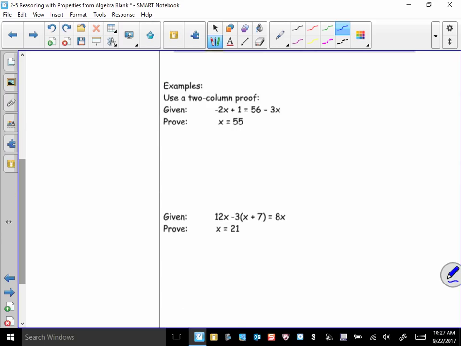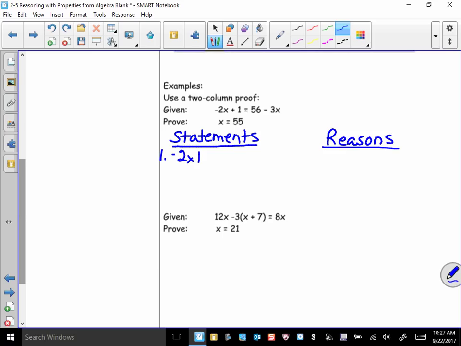Let's do another one. Okay, so there's no table here, so we're just going to set it up ourselves. We're going to put our statements on the left. We're going to put our reasons on the right, always. And I like to underline those. Just kind of keeps things organized for you. And we always number our statements and reasons. And like I told you, we're always going to put the given as our first step.